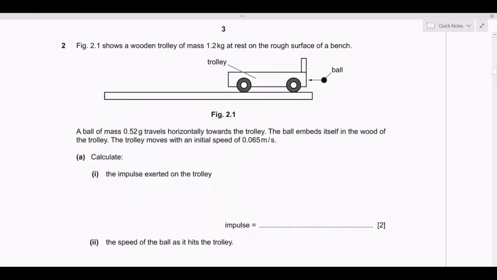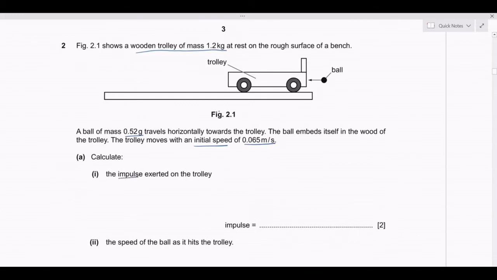Question 2. Figure 2.1 shows a wooden trolley of mass 1.2 kg at rest on the rough surface of a bench. A ball of mass 0.52 gram travels horizontally towards the trolley. The ball embeds itself in the wood of the trolley. The trolley moves with an initial speed of 0.065 meter per second. Part A. Calculate the impulse exerted on the trolley.